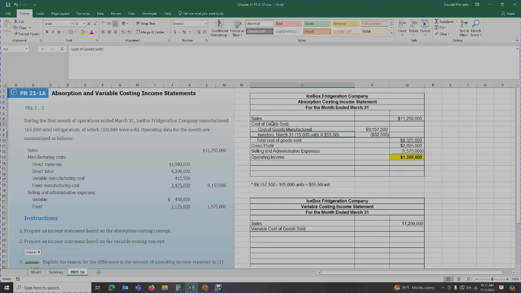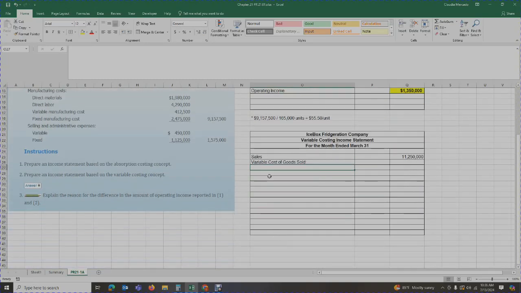Then we have our variable cost of goods sold. You see the top is just regular cost of goods sold. Here we have variable cost of goods sold. So under the variable cost of goods sold, what are we going to do? Well, we're going to figure it out. The first thing that we're going to bring in is our variable cost of goods manufactured. Now, I'm going to do the calculation in the bottom. That way you can have it for reference. How are we going to calculate that?